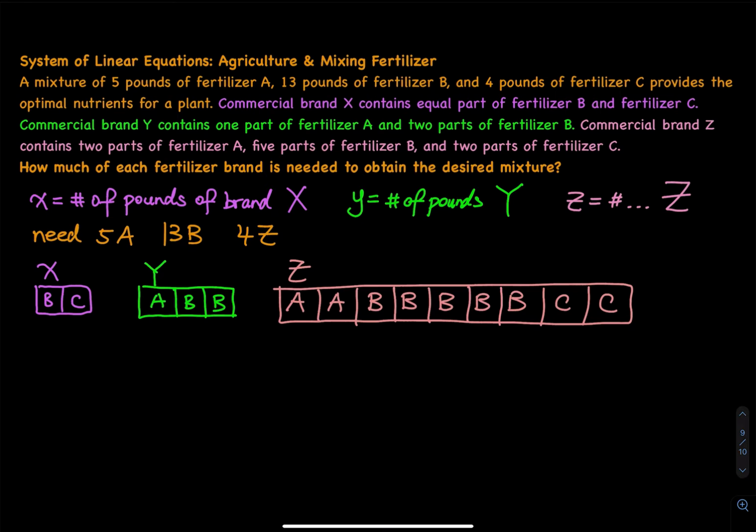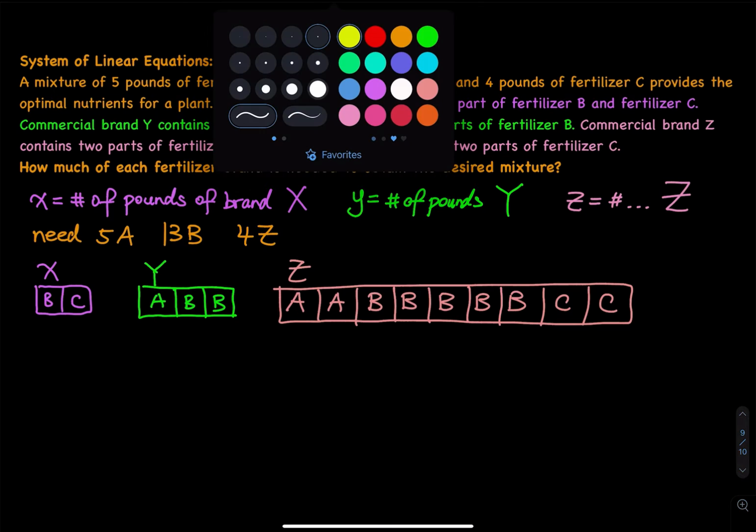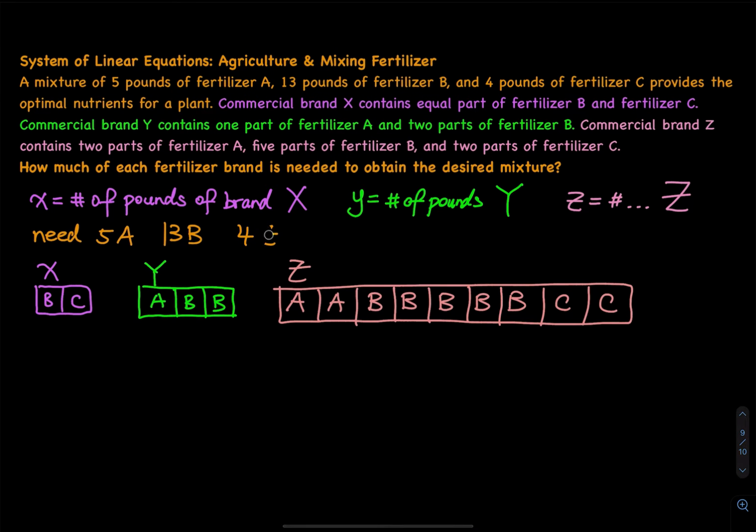So that's why I have these 3 variables. X is the number of pounds of brand X, Y is the number of pounds of Y, and Z is the number of pounds of Z. Now the first sentence says they need 5A, 13B, and 4Z. That makes this pretty confusing because for A, B, and C, right? So this is not supposed to be a Z. Let me correct that. This is supposed to be the C, not a Z. So 5A, 13B, and 4C.